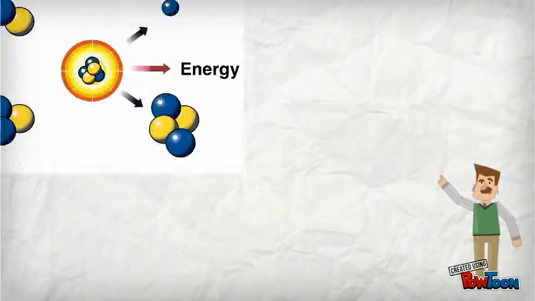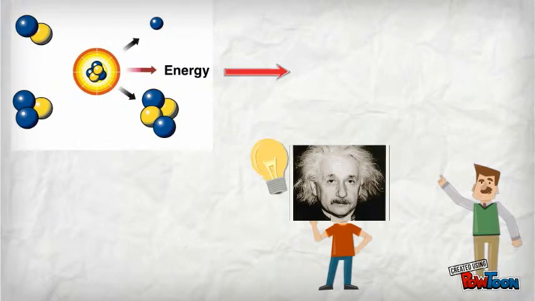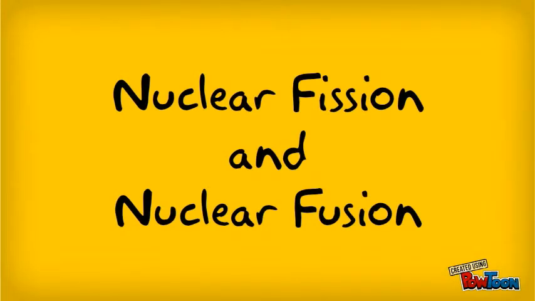To calculate the energy released during mass destruction in both nuclear fission and fusion reactions, we use Einstein's equation that equates energy and mass, which is E equals mc squared. There are two types of nuclear reactions, fusion and fission.